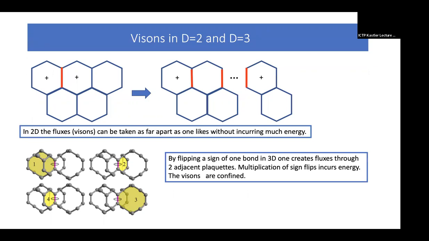Let me say a few words about this confinement. Probably many of you heard about visons in the two-dimensional Kitaev model. When we flip the sign of one bond, we create two Z2 fluxes on neighboring plaquettes, but it costs a finite energy to separate these fluxes as far as you want, because by flipping these bonds, we don't disturb neighboring plaquettes. But in a three-dimensional lattice, this is no longer the case.